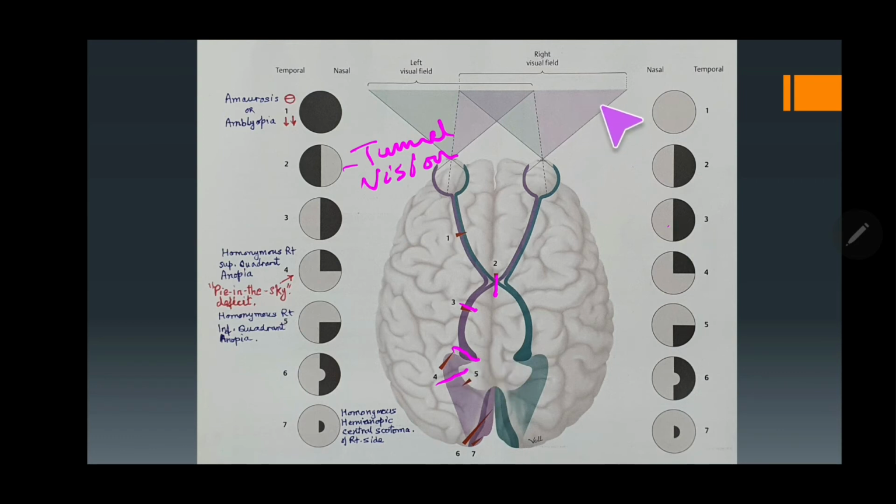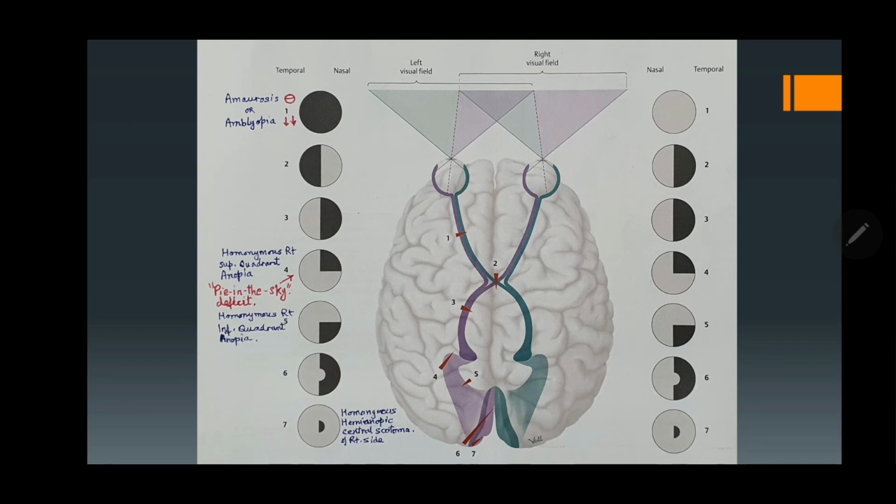Now look here. The talk is about this lesion, number 4. This is the lesion they're talking about, and as I have already told you, it's called the Meyer's loop, area number 4. Because of lesion number 4, as I have already discussed, it will cause the pie in the sky type of defect, and you can call it homonymous anopia of the right superior quadrant. The lesion is called pie in the sky. Pie in the sky defect of the opposite half of the visual field.